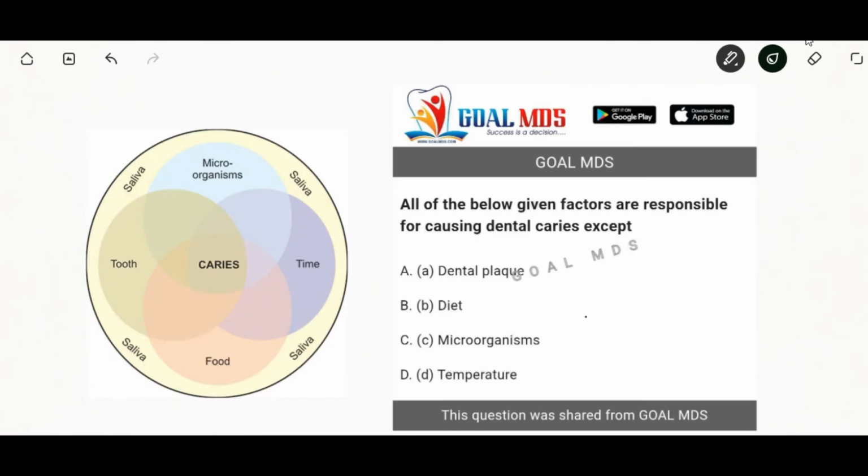All of the below given factors are responsible for causing dental caries, except, the answer is temperature. As we know, caries and oral mucosal and periodontal disease are the major causes of oral health problems. The dental caries etiology has primarily four main factors. What are those? It's the bacteria, time, susceptible tooth surface, and fermentable carbohydrates.